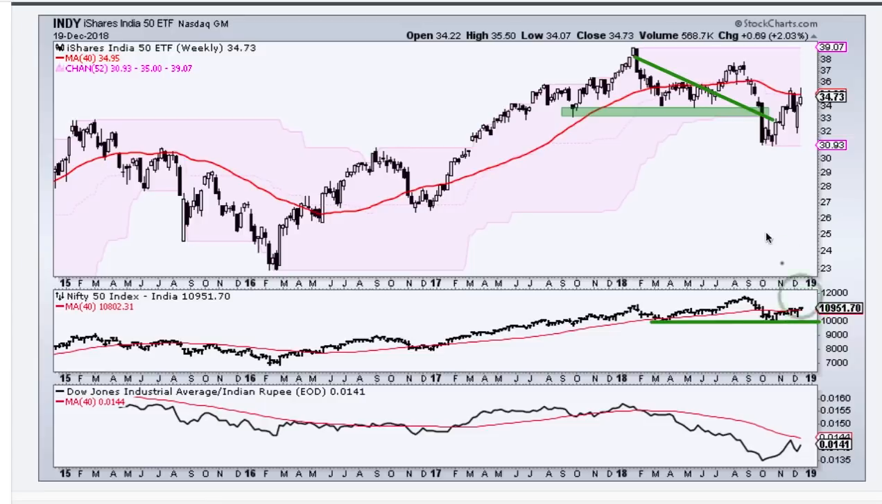And the reason the ETF here is underperforming is because the rupee fell quite hard from January until early October. But the rupee has started to firm. And so if the Nifty 50 holds its breakout there and moves higher, and the rupee stays firm, then the Nifty 50 ETF could continue higher as well. So that's one to watch.